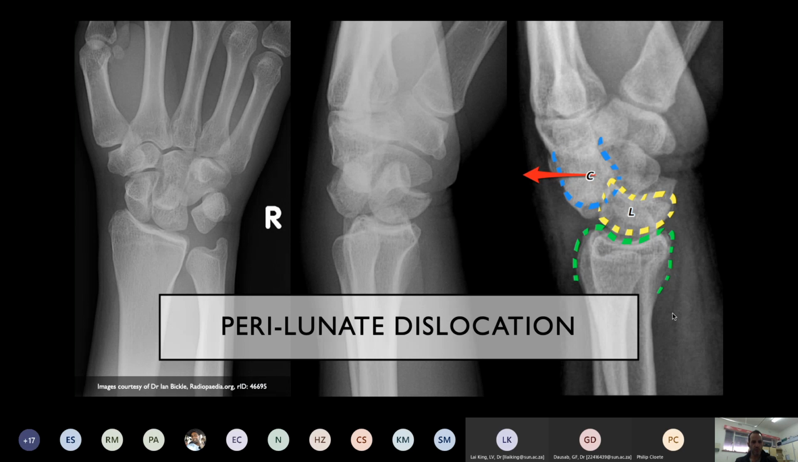So perilunate dislocation. Here we have AP and 2 laterals. As I've mentioned previously, the capitate is displaced dorsally, the lunate and the radius are still in alignment, and that you can see on this X-ray here. On the AP view, however, we have what's called a jumbled carpus sign. So we can see disruption of the carpal arcs, those beautiful lines I showed you earlier on, they are all jumbled up here. You can see the proximal and distal row of carpal bones are overlapping, and that's because of this capitate that's been pushed dorsally.